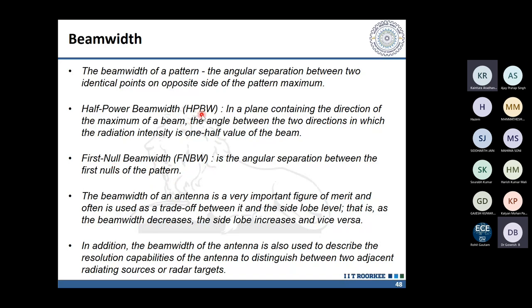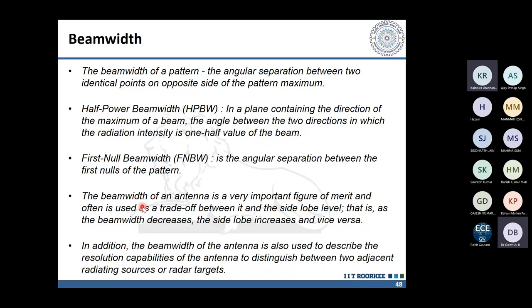Half power beamwidth is the angular separation between two directions in which the radiation intensity, now we know what the radiation intensity is, is one half of the value of the maximum. We will take an example and we will look into it. So these are the two definitions for the beamwidth: half power beamwidth and first null beamwidth.